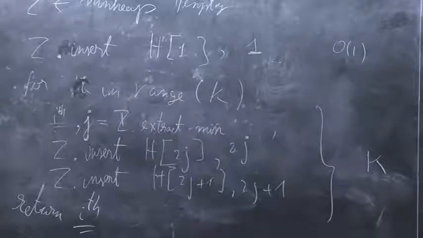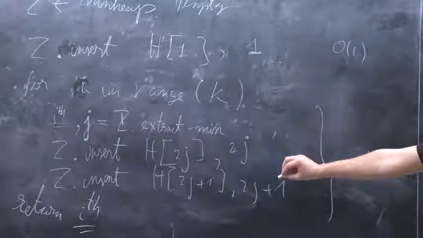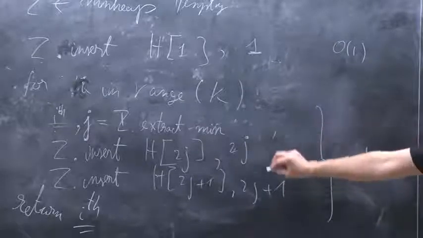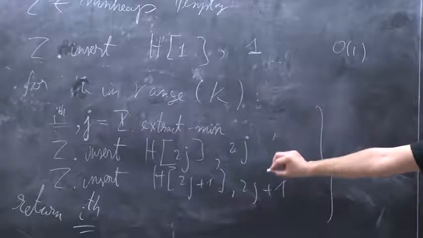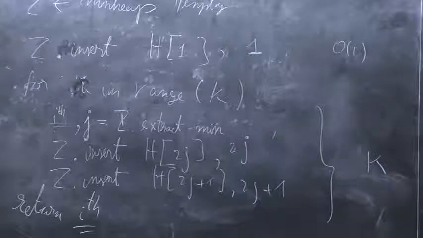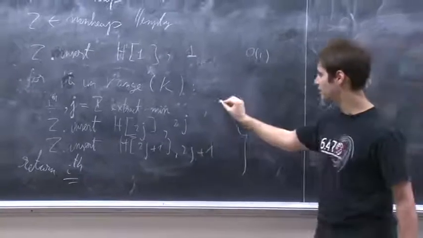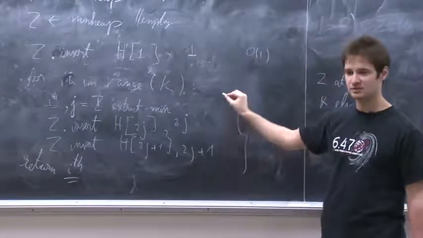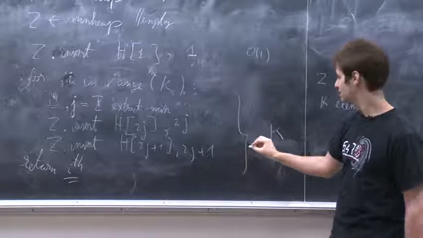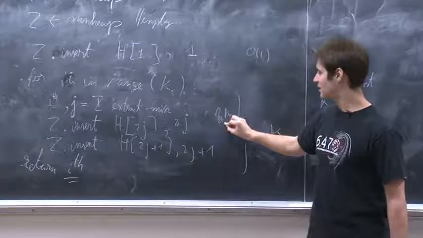Okay, why is that? Because each time you add it was one element. So I extract one for sure, and then I add at most 2 elements. So the heap size grows by at most 1 in every iteration. So the heap z will have at most k elements. So now I know the running time for all these operations. What is it? Log k. Cool. So it's k times log k.